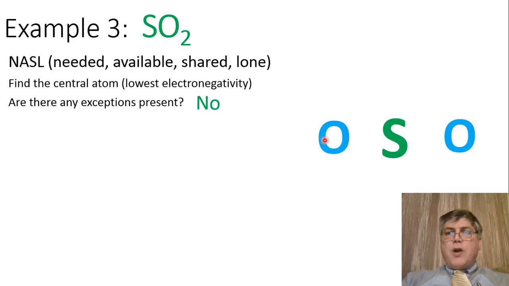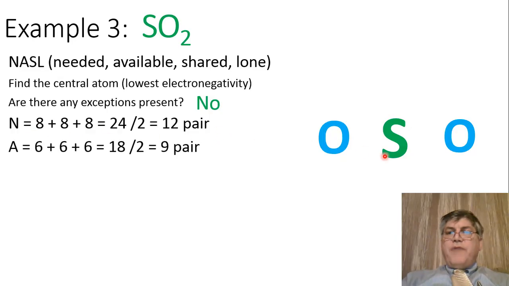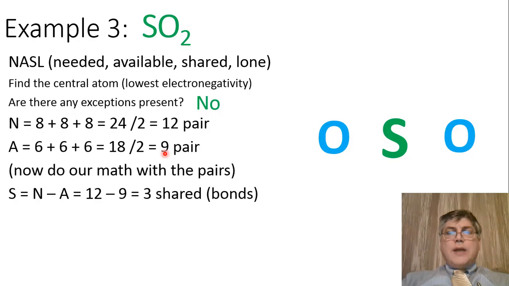So we can now just figure out our rule of 8. 8, 8, and 8. So that's how many electrons we need. 8 plus 8 plus 8 is 24. Divide by 2 and we have 12 pair. For the number available, oxygen and sulfur are both in group 16 or 6A, which means each atom here provides 6 valence electrons to the molecule. 6 plus 6 plus 6 is 18. 18 over 2 is 9 pair. So we need 12 pair, we have 9 pair, so we need to do some sharing. 12 minus 9 means that there are 3 shared pairs of electrons.